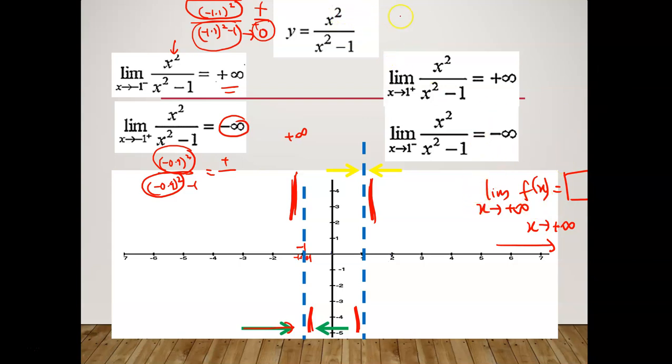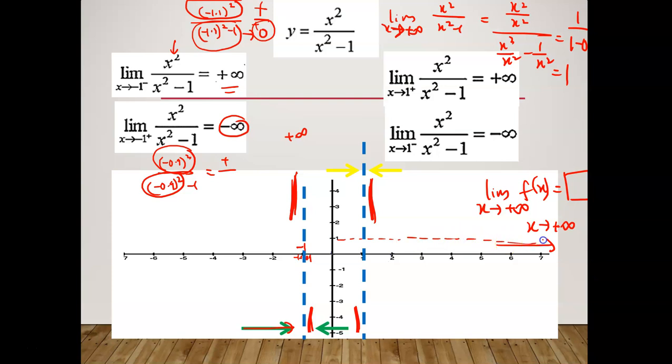So we take the limit as x approaches positive infinity of x squared over x squared minus 1. We divide by x squared: x squared over x squared over x squared minus 1 over x squared. So you get 1 over 1 minus 0, which is 1. So it has a horizontal asymptote, approaching 1.